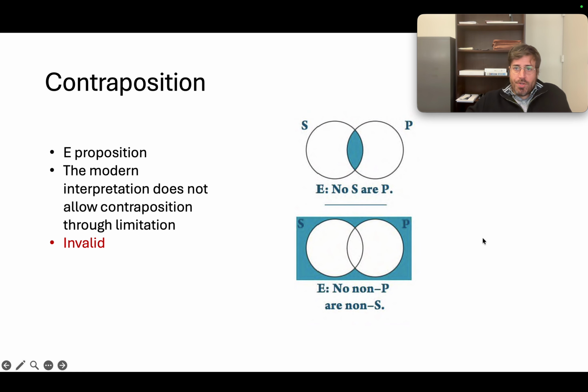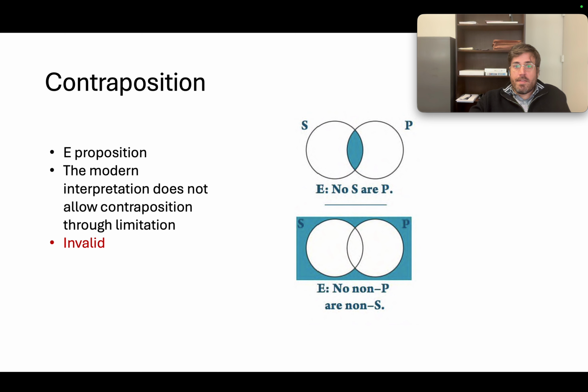For the E proposition, things get a little bit trickier. Remember that E propositions cannot validly be contraposed, and they cannot be validly contraposed even through limitation on the modern interpretation, because the modern interpretation does not have this issue of existential import. So contraposition is always invalid for E propositions on the modern interpretation.